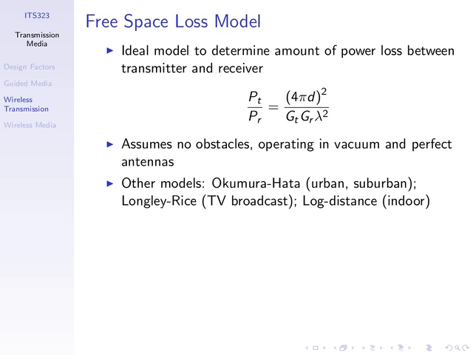The signal strength that you receive is going to be stronger because we're closer, and therefore you can receive more data. So the free space path loss model gives us a relationship between the amount of power we lose between transmitter and receiver relative to the distance, or depends upon the distance, the frequency, and the gains of the antennas.